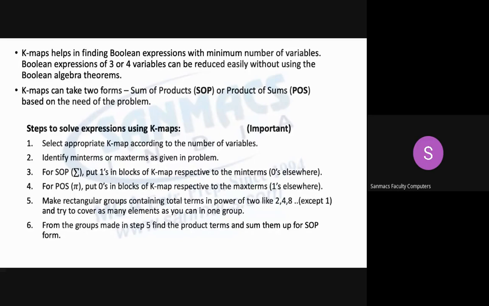And then try to make rectangular groups containing a total number of terms in a power of 2, like 2, 4, 8. Once you've grouped all the cells, making the rectangular groups as big as you can, only then try to use squares or groups of 1. But the first priority is to group together as many cells as we can in a bigger rectangular box. And from the groups made in step 5, find the product terms and sum them up for the SOP form.